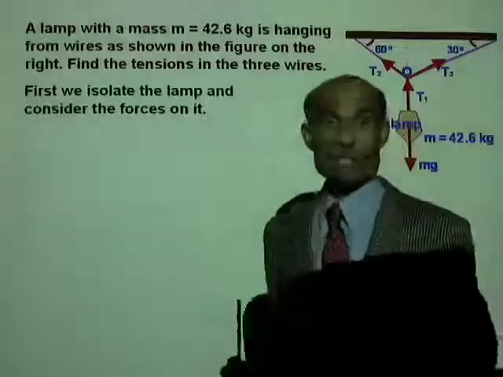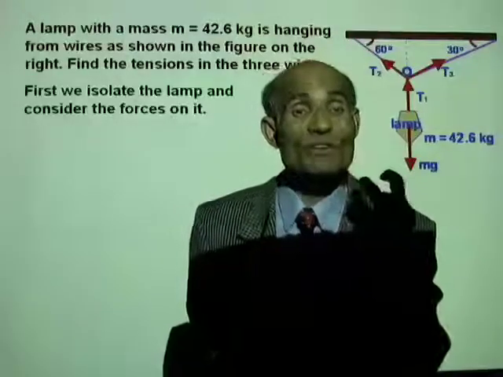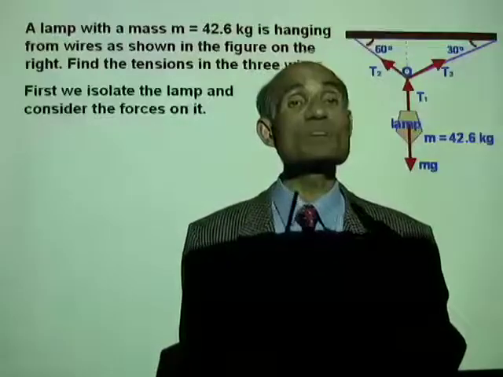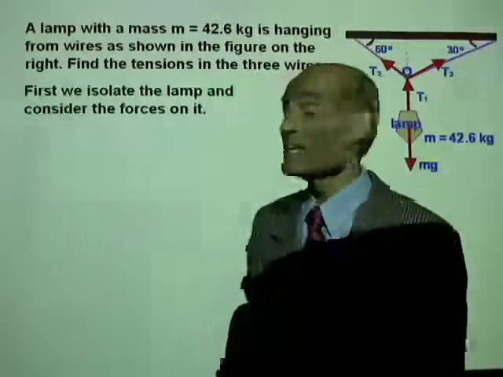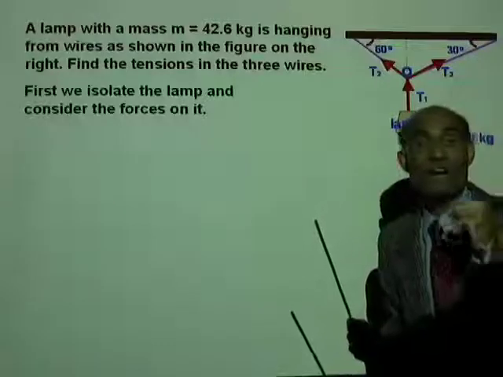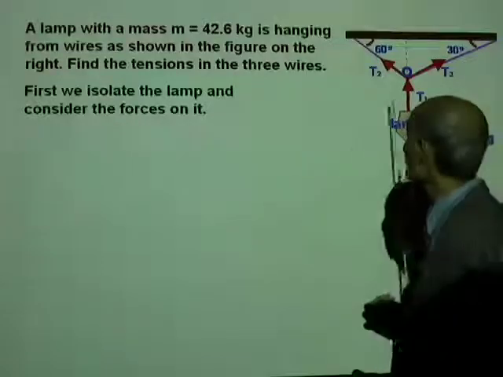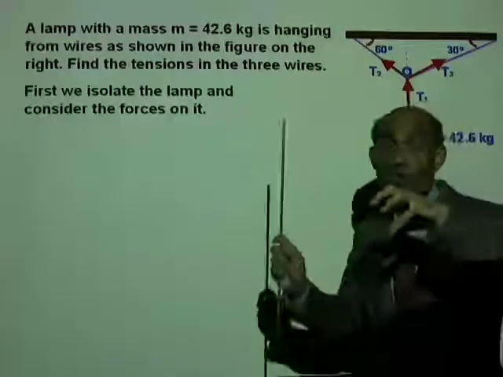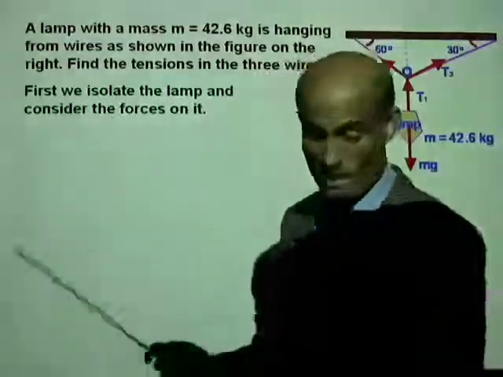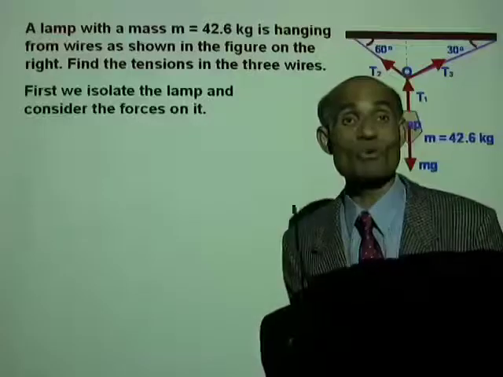Now, what is the method that we discussed? Isolate the object or point on which the forces are acting. Now, this problem needs to be done in two stages. In the first stage, we identify the lamp as the object and identify the forces acting on the lamp. In the second stage, we identify the point O as the point at which several forces are acting. Alright, let's start by first identifying the lamp as the object on which the forces are acting.